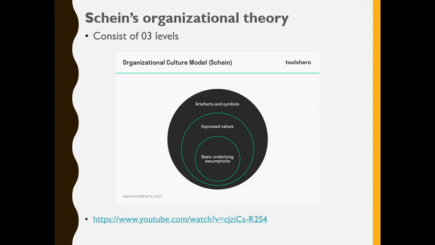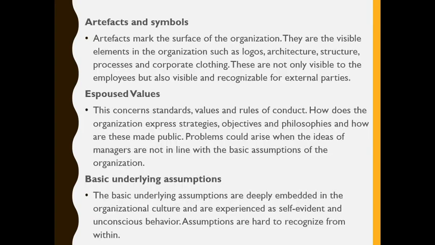The next organizational theory is Schein's organizational theory. It consists of three levels. They are artifacts and symbols, espoused values, and basic underlying assumptions. You can also see a video link. Once you click the video link, you can watch a video which explains more regarding Schein's organizational theory. Let's have a brief description on that.